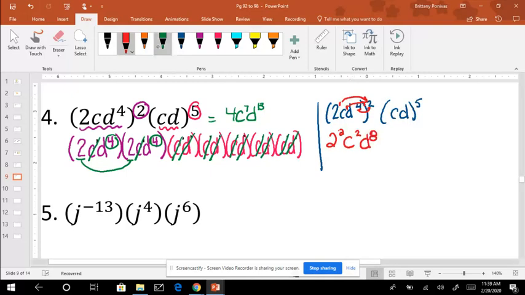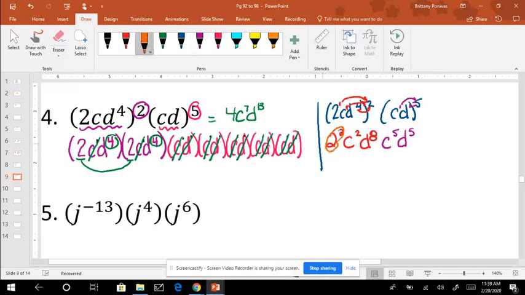That's the first set. And then in the second parentheses, these both have 1s. So 1 times 5 would be c to the 5th. 1 times 5 would be d to the 5th. And we have to simplify one more time. So 2 squared is 4. 2 plus 5 is c to the 7. 8 plus 5 is d to the 13.